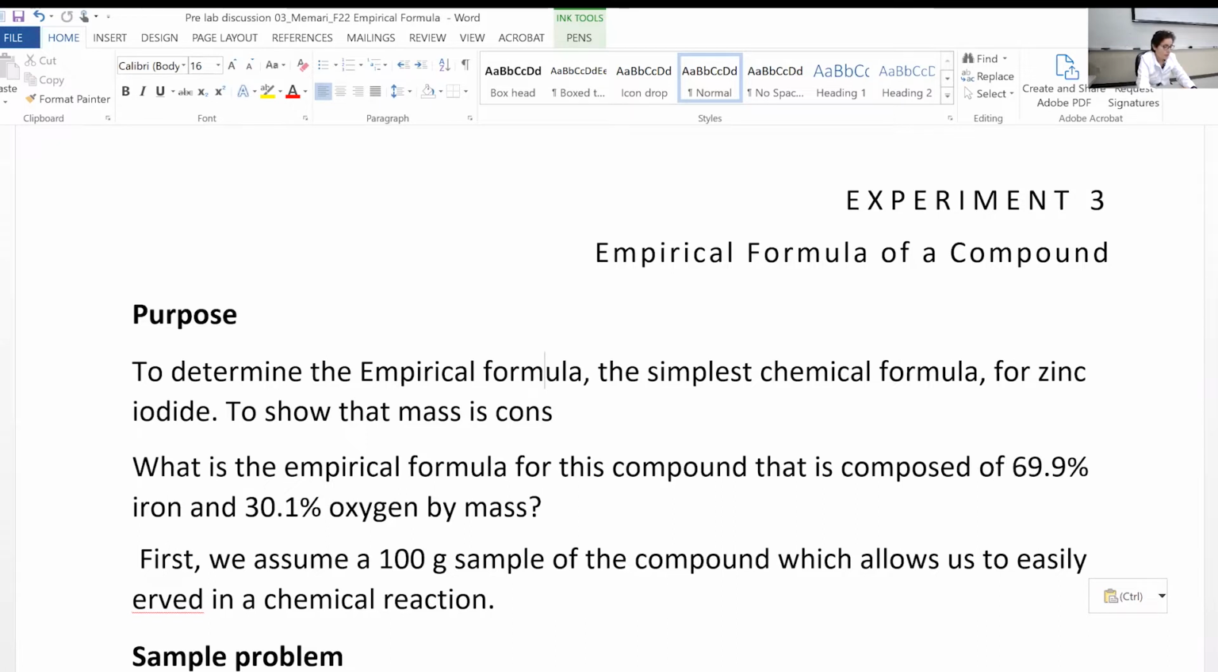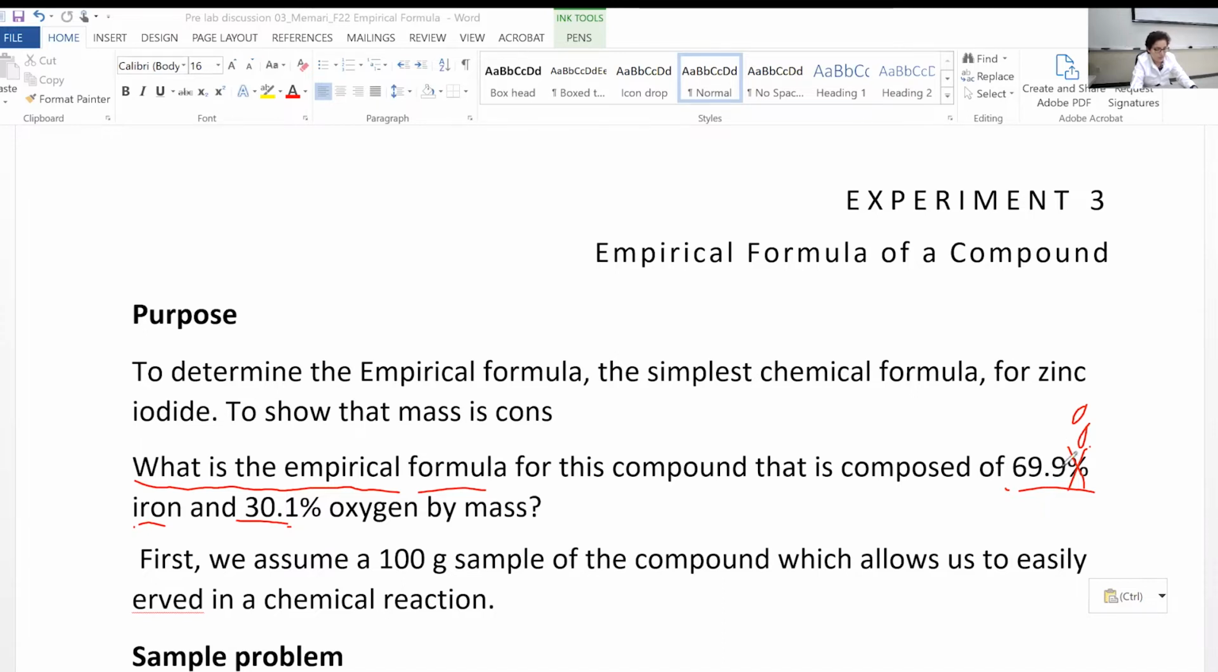Let's say you have this problem given. What's the empirical formula for a compound that is composed of 69.9% iron and 30.1% oxygen? Our first step, if the percent is given, is to change the percent sign to grams. By doing that, we are assuming we have 100 grams of the compound.